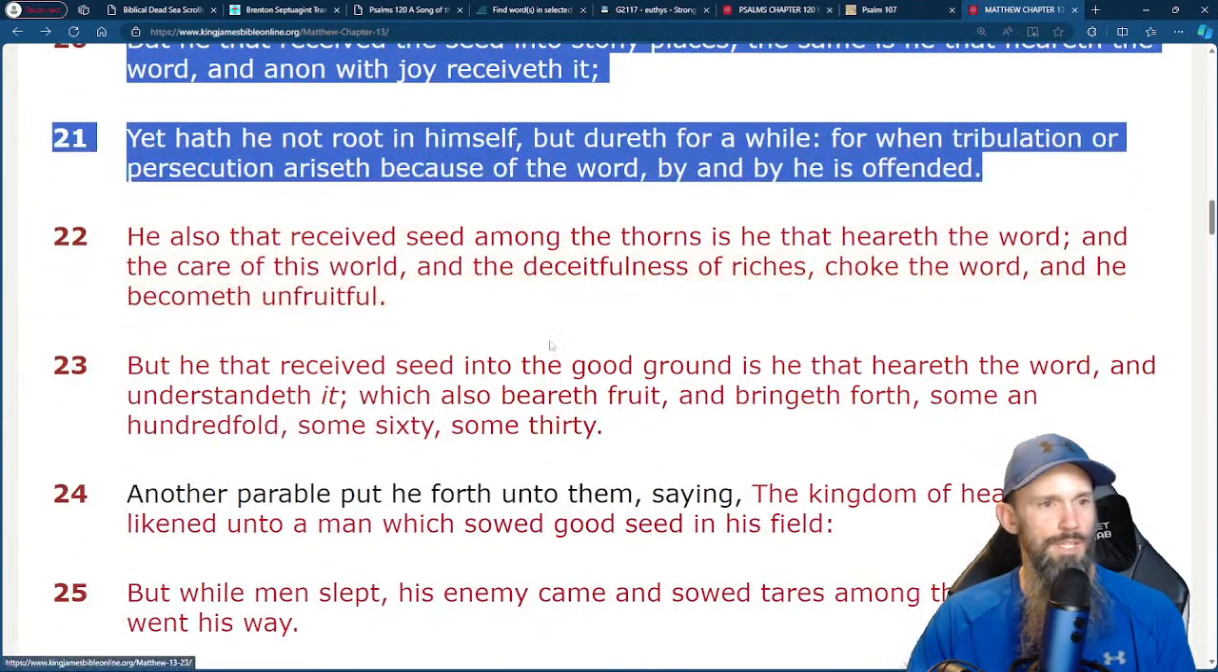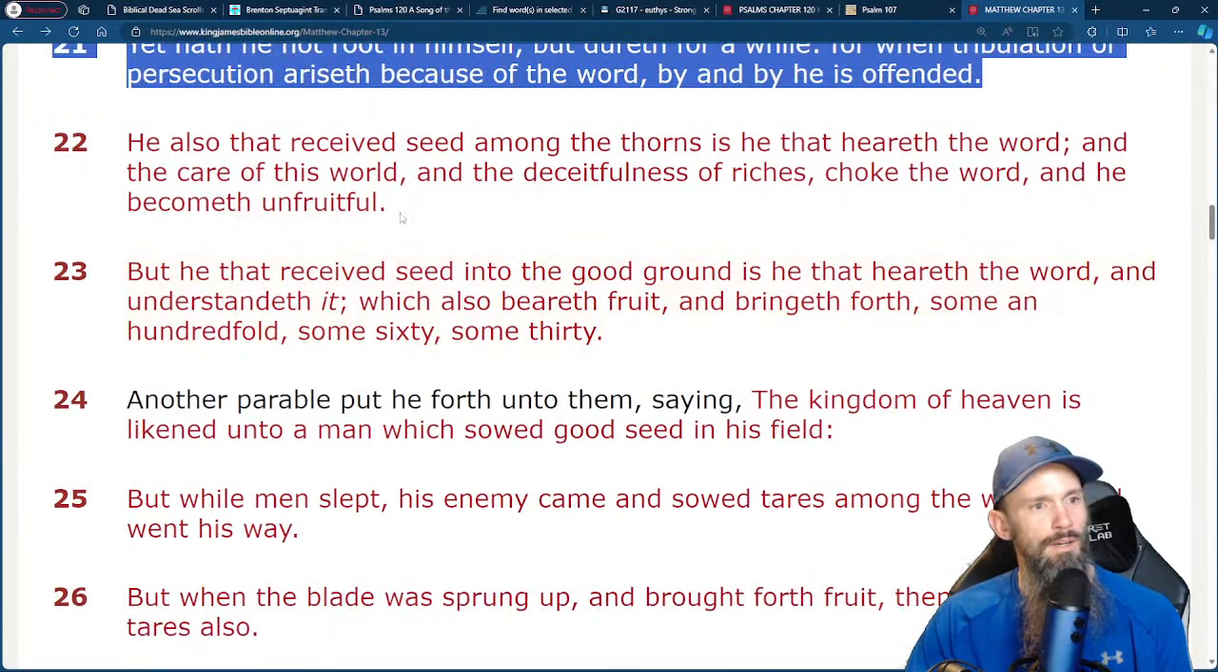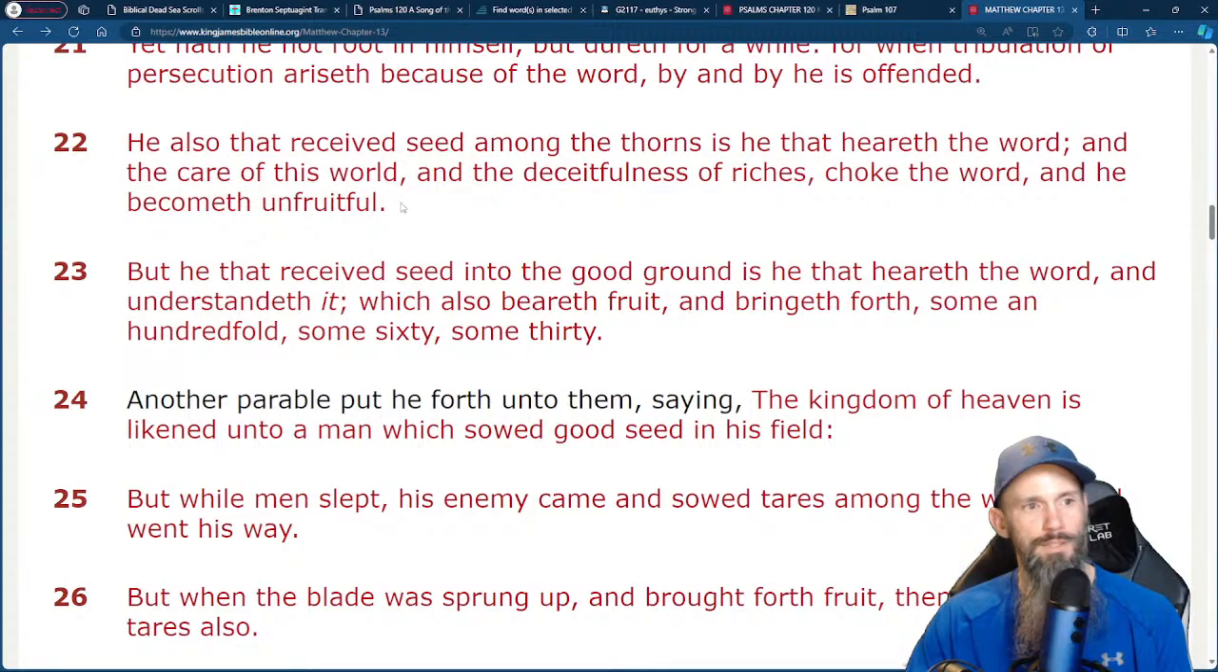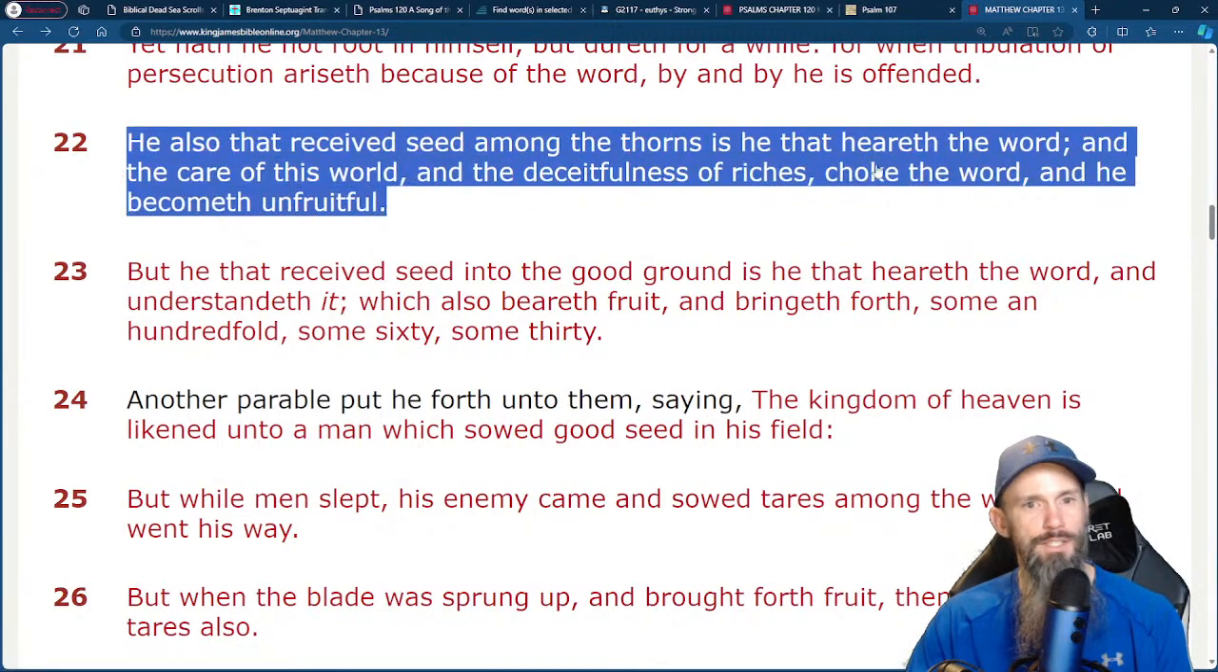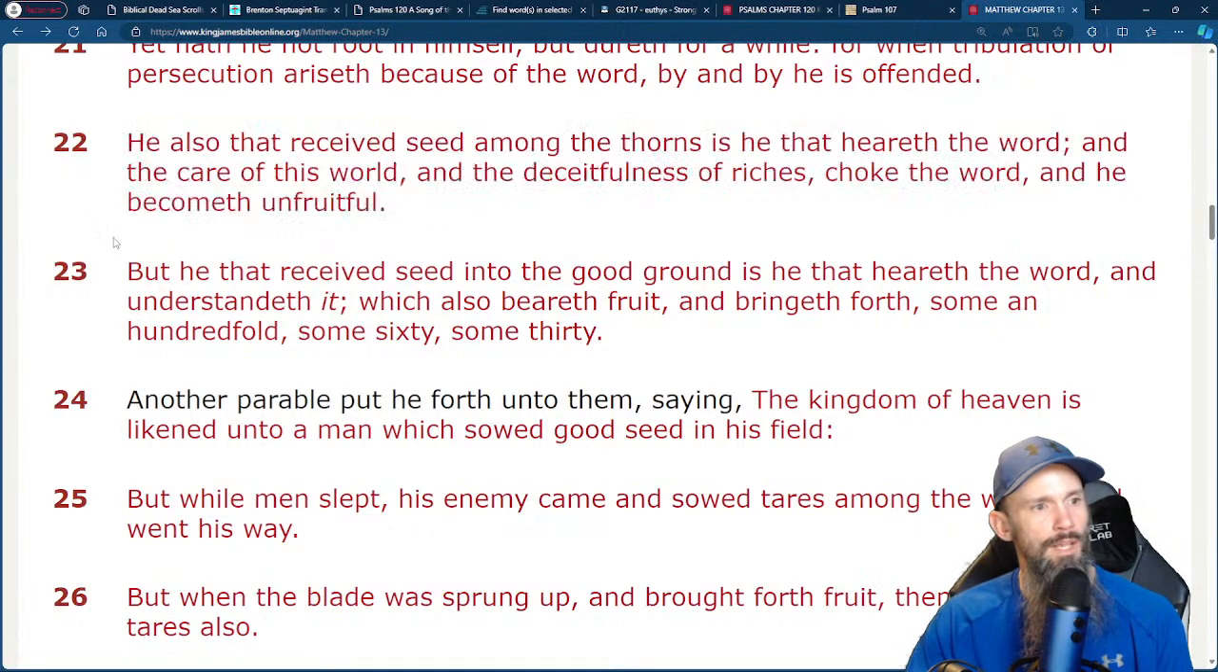He also that receives seed among the thorns is he that heareth the word, and the care of this world and the deceitfulness of riches choke the word, and he becomes unfruitful. Just any number of things that we could put before Yah, right? But he that receiveth seed into the good ground is he that heareth the word and understandeth it, which also beareth fruit and bringeth forth some 100, some 60, some 30.